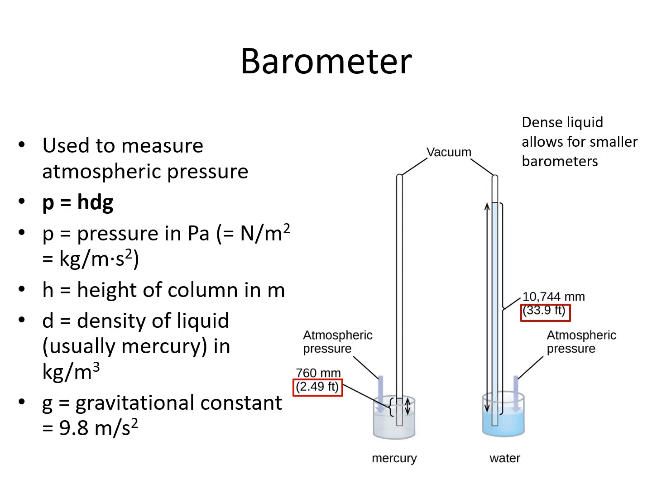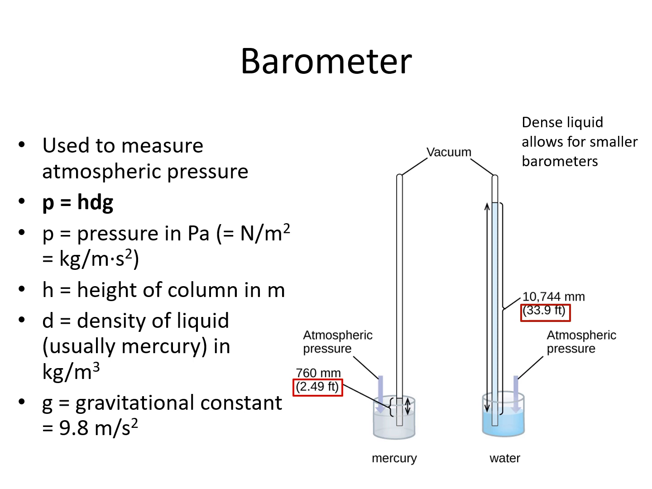The way we measure atmospheric pressure is with a barometer. A barometer has a tube, usually made of glass, inserted into a pool of liquid. The atmospheric pressure pushes on the pool of liquid and causes some of the liquid to rise into the glass column. The height of the liquid in the column corresponds to a particular pressure.